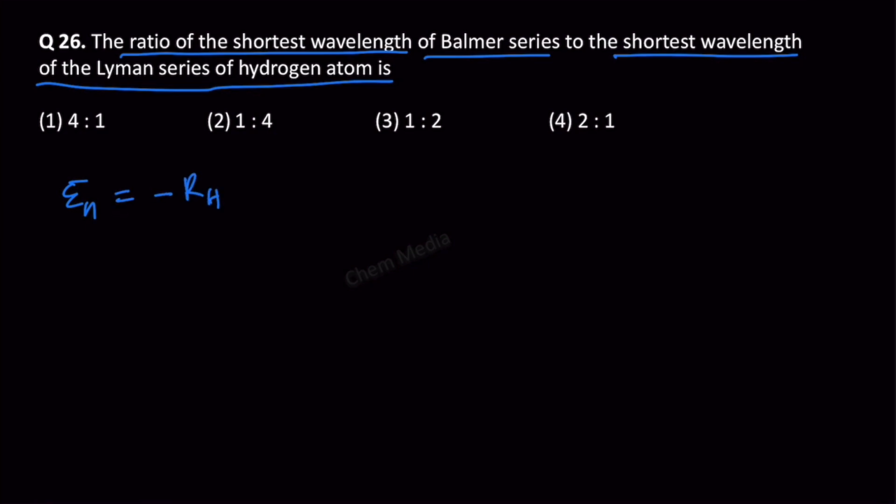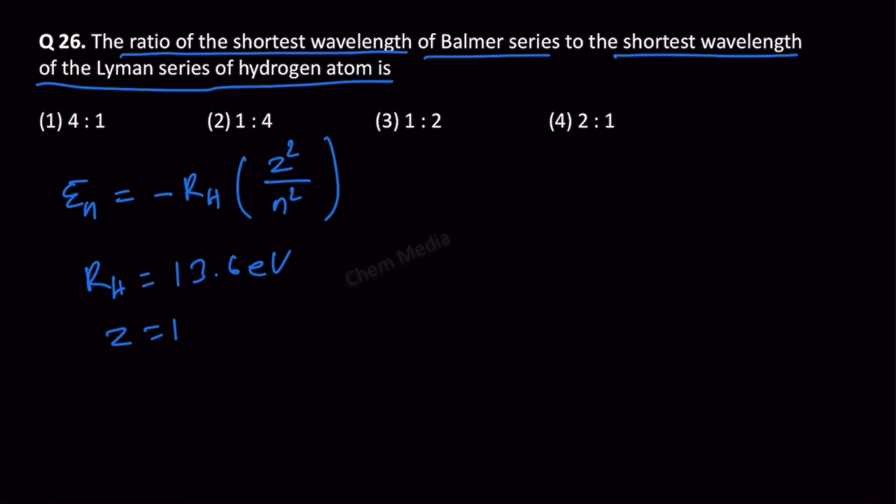As per Bohr's model, we know that energy for the nth stationary state is equal to minus Rydberg constant times Z squared divided by n squared. Rydberg constant value is equal to 13.6 eV. Z is the atomic number. In the case of hydrogen atom, it is 1 because for hydrogen atom, atomic number is 1. And n is the value of the stationary state.